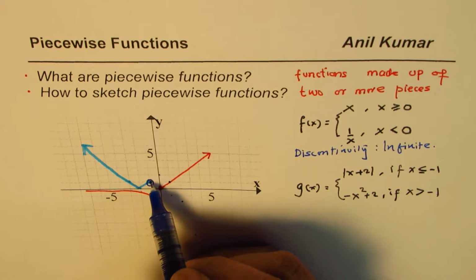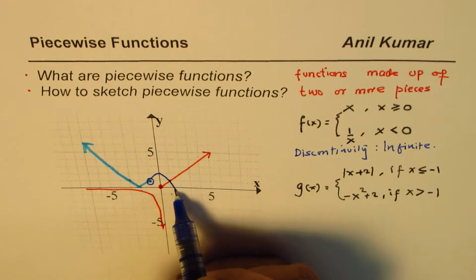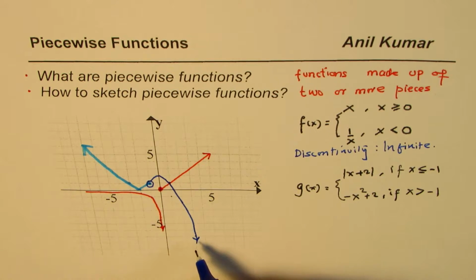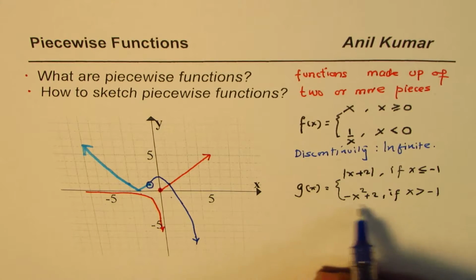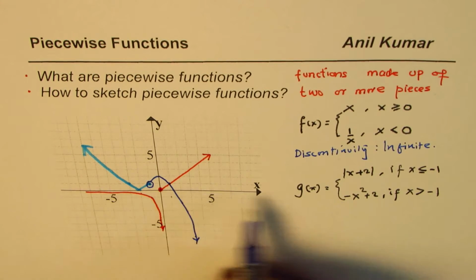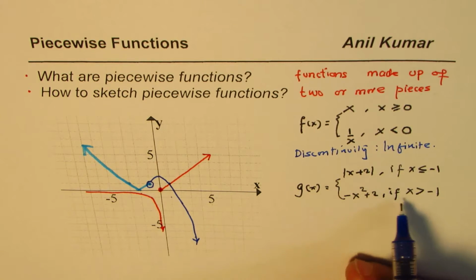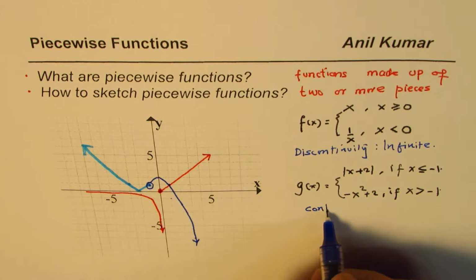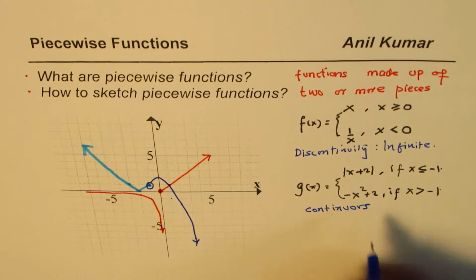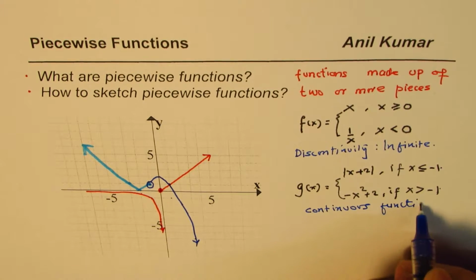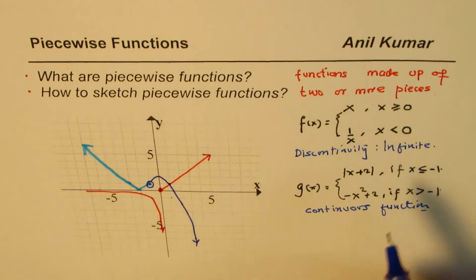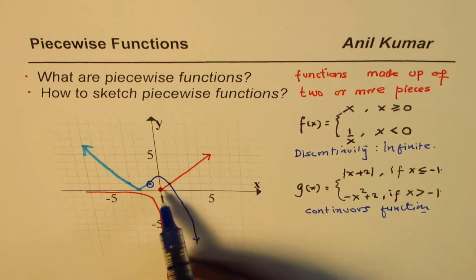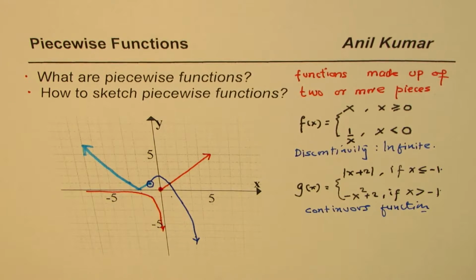So what we see here is that the function is kind of like this, right? So it's a parabola which is opening downwards. However, in this particular case, both these pieces are joined together at minus 1. So this actually becomes a continuous function. So what we learned here is that piecewise functions could also be continuous. They could be discontinuous and have a discontinuity which we call as infinite discontinuity.